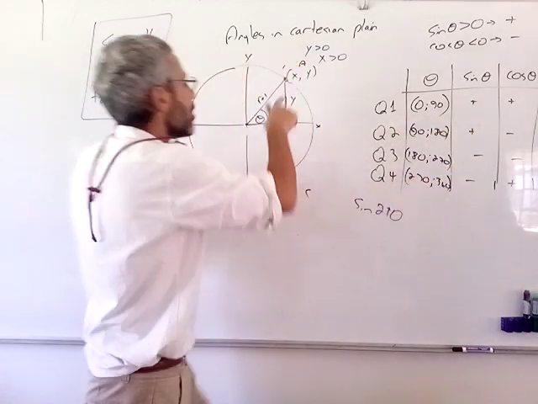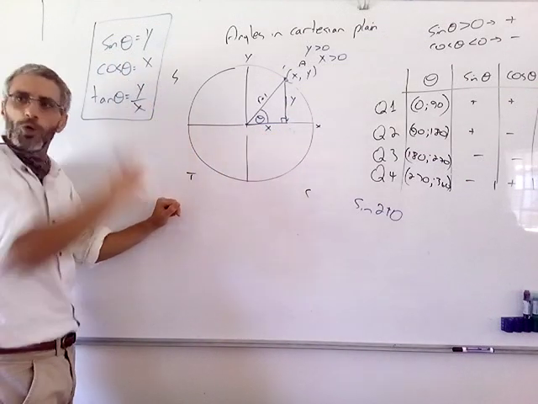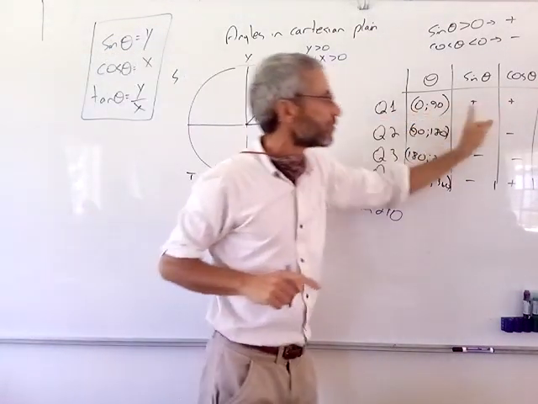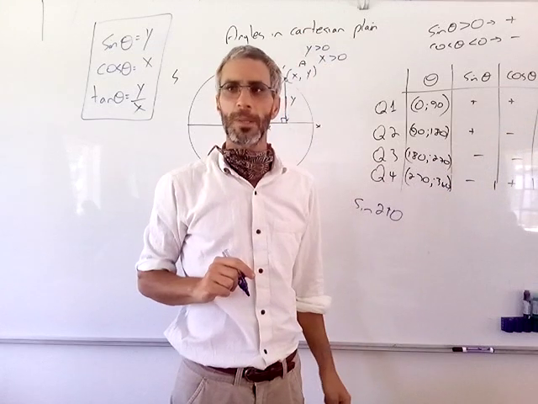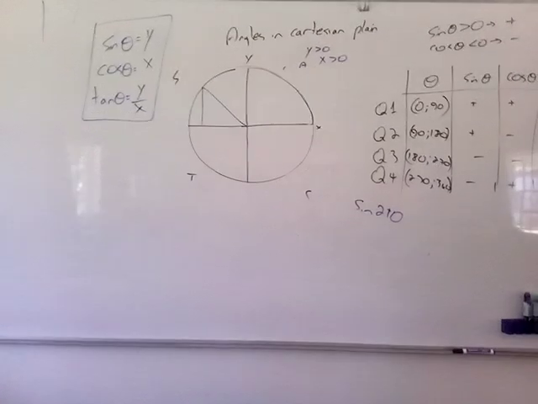Now, if both x and y are positive, what is positive divided by positive? Positive. So also the tan is positive. They're all positive in the first quadrant. Let's pause here and we'll move to the second quadrant.